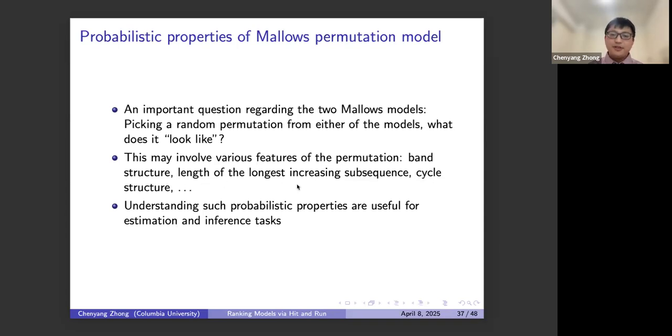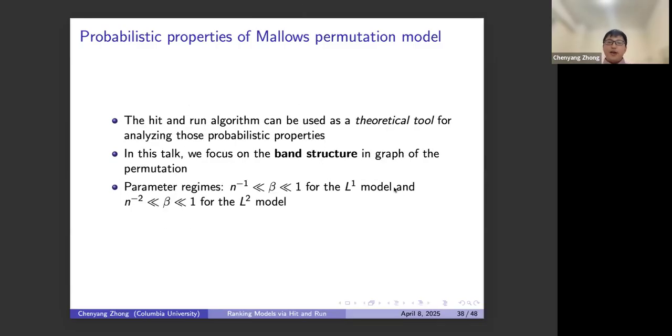And we can also consider, for example, the length of the longest increasing subsequence, which is also a typical statistic on permutations, or the number of fixed points or other structure about the cycle decomposition of the permutation. And it turns out that we can make use of the hit and run algorithm as a tool for mathematically establishing, for example, the limiting distribution of these kinds of statistics on permutations. So I'm going to present some results on the band structure for permutations drawn from the L1 and L2 models. So those are probabilistic results.